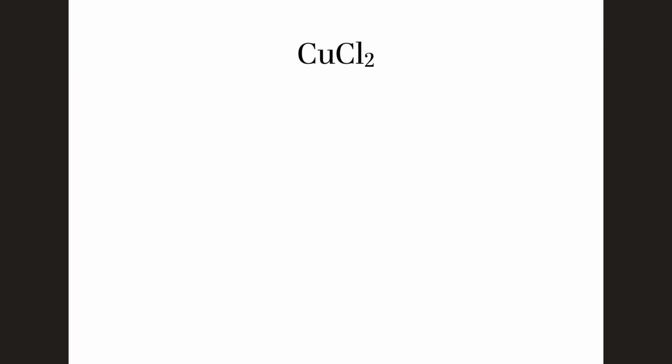Here we have CuCl2. So we look on the periodic table, Cu is copper, so we can write down copper. We know that copper is a transition metal because it falls in the transition metal block, so it will include a Roman numeral in parentheses to dictate the charge of copper. And then we have Cl, which is chlorine. So we change the name of chlorine to chloride.